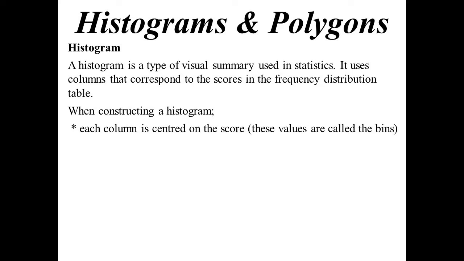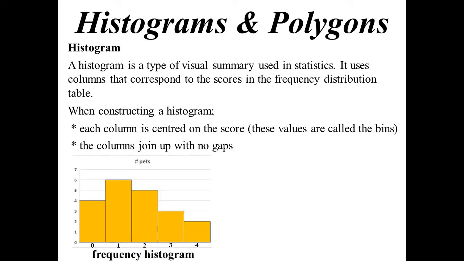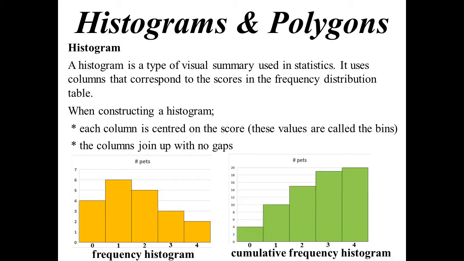Those values on a histogram are sometimes called the bins. So you might see that expression. Now, in a histogram, we don't leave a gap between the columns. They join up. So there's an example of our pet example from the last bit. That'd be our frequency histogram. And on the right, I've drawn the cumulative frequency histogram. It's obviously the columns keep getting bigger and bigger in a cumulative one.